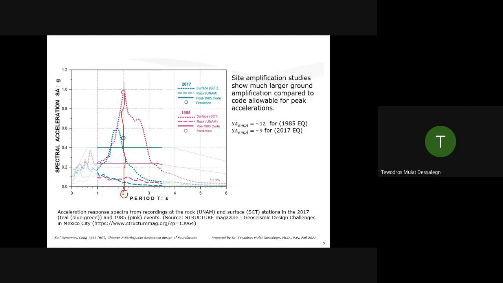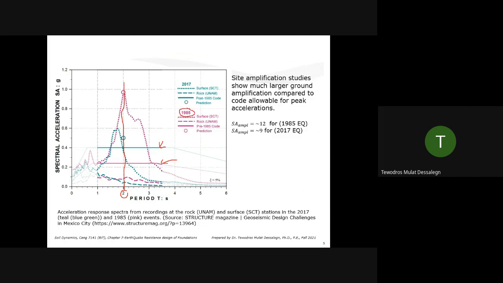Normally, the Mexico building code, they were designing for these horizontal lines. You see it. That's what they were expected to design. The blue line was in 2017, and the magenta line is a pre-1985 code prediction. This is what they predicted at different years.